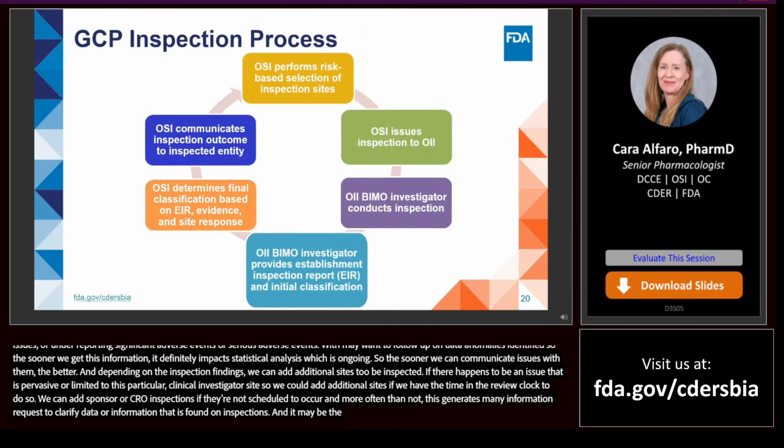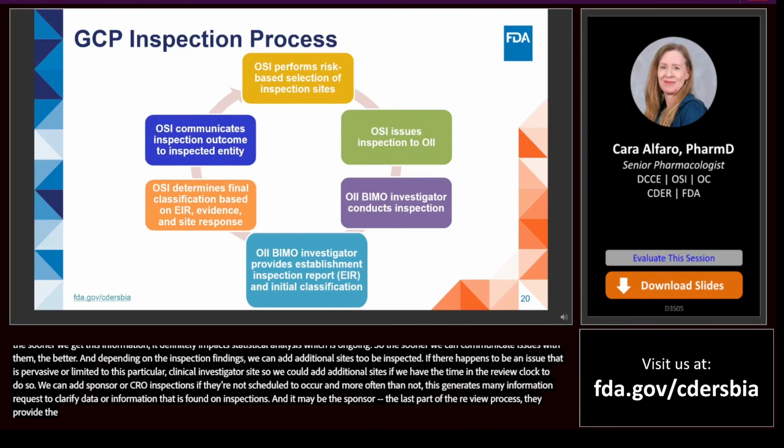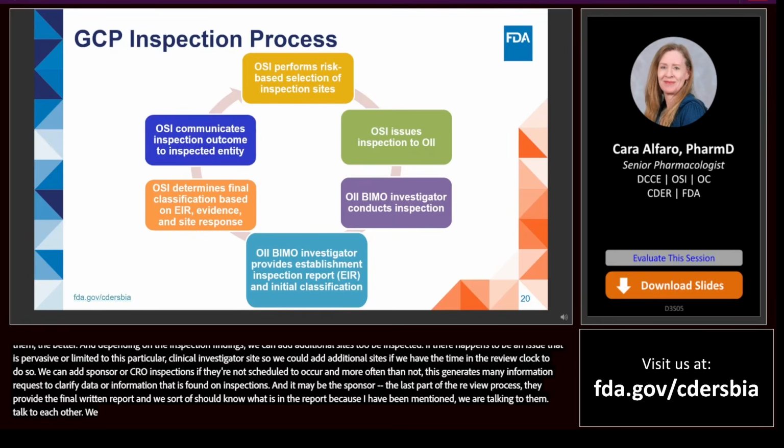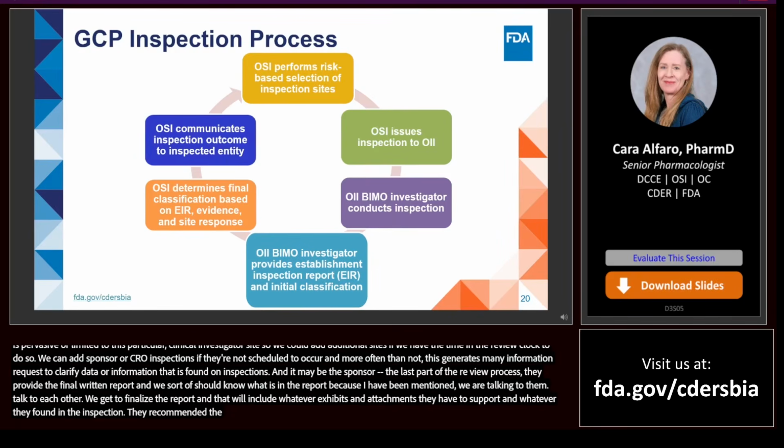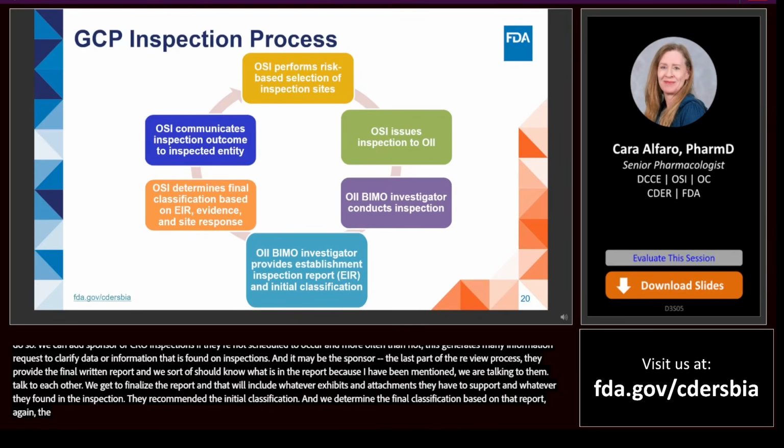So the last part of this review process, the investigator provides that final written report, and we pretty much should know what's going to be in the report because, as I mentioned, we've been talking to them. OSI and OII talk to each other, but we do get the finalized report, and that'll include whatever exhibits and attachments they have that support whatever they may have found during the inspection. They recommend an initial classification, and we determine the final classification based on that report, the exhibits or evidence, and whatever response you may have provided. And then we communicate the outcome to the inspected entity, or in this case, the clinical investigator.